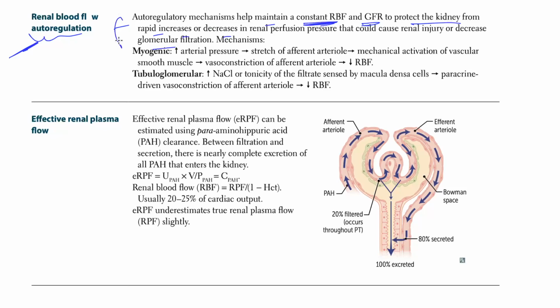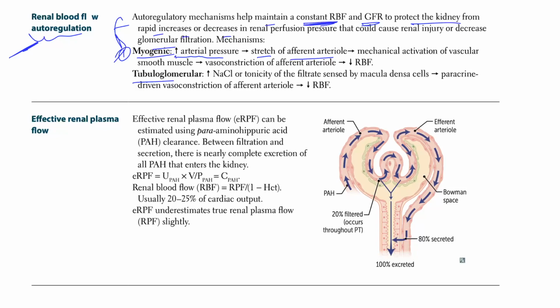How do we have this? We have two mechanisms here: the myogenic and the tubuloglomerular. So in myogenic, how do we autoregulate? If we have an increase in arterial pressure, that causes stretch of the afferent arterioles. So we increase the arterial pressure, which causes stretch of the afferent arterioles.